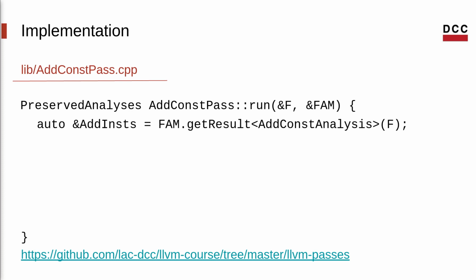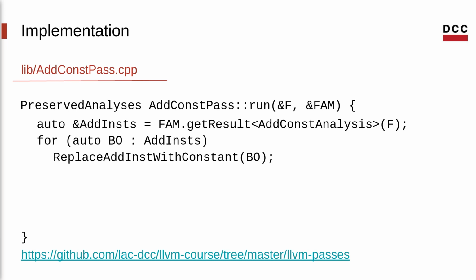The first thing we do is get the result of our analysis. addInst is the vector of add instructions that is collected. We then iterate over the add instructions collected and call the replace addInst with constant function, which we'll define later, passing them as a parameter. Now, it's simply a matter of returning the preserved analysis.